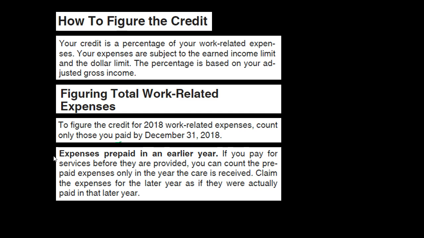So in the case where you pay for the services before you get the services, we have more of an accrual type system, where it says if you pay for services before they are provided, you can count the prepaid expenses only in the year the care was received. So if you prepaid them on December 31st, but the care wasn't received until January or all of 2019, not in 2018, count the prepaid expenses only in the year the care was received, which in that case would be 2019. Claim the expenses for the later year as if they were actually paid in the later year, which is more of an accrual type basis.